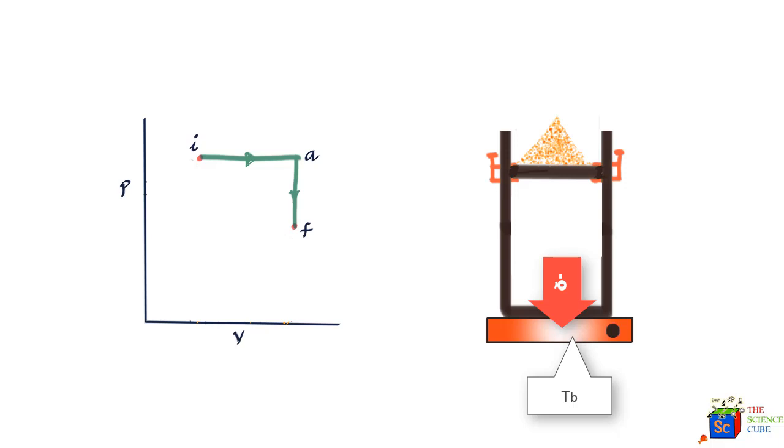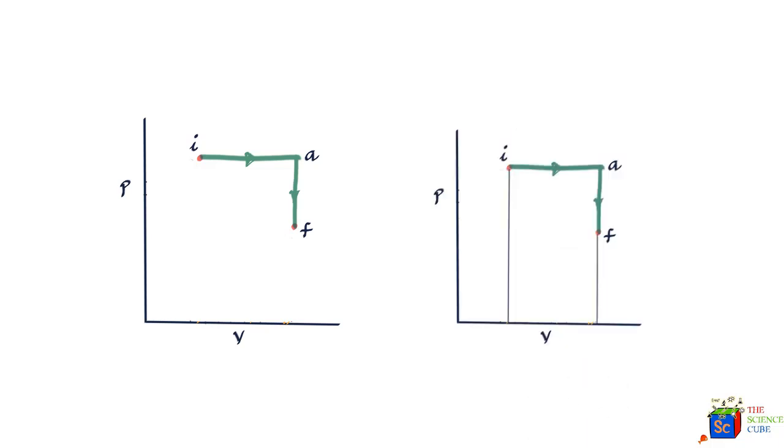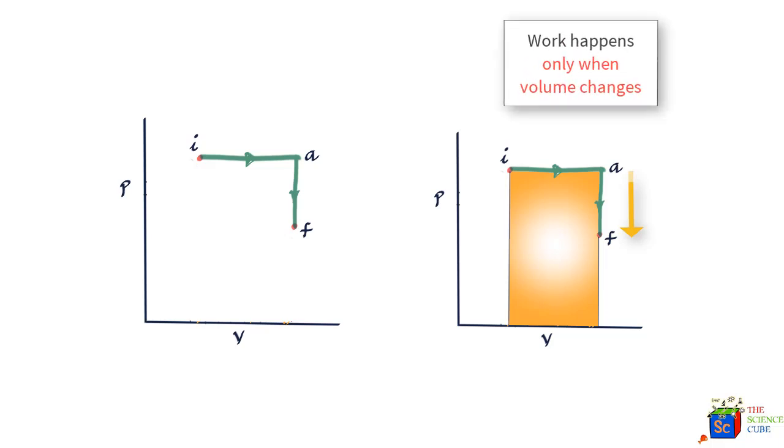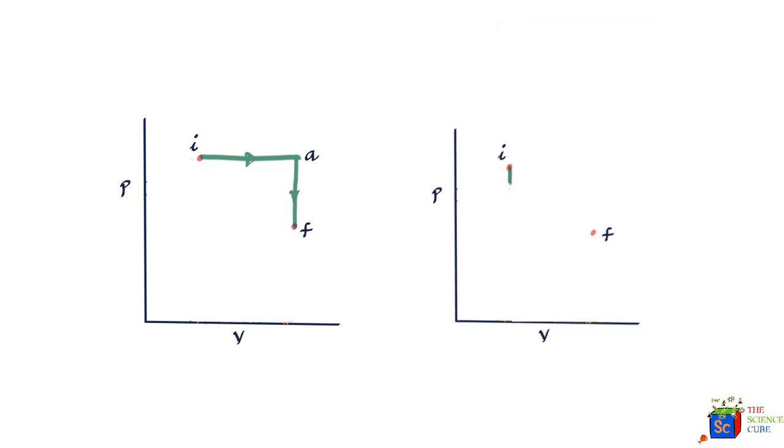Well, for the overall process, you can see that the work is done during step IA only and is represented by area under the curve. You can also see no work is done during step AF since there is no change in volume. Remember, work, positive or negative, happens only when the volume changes. Well, you could also go from I to F taking this route, where we first keep volume constant and reduce the pressure, and then we keep pressure constant and increase the volume.